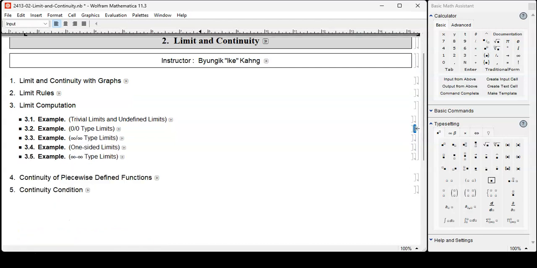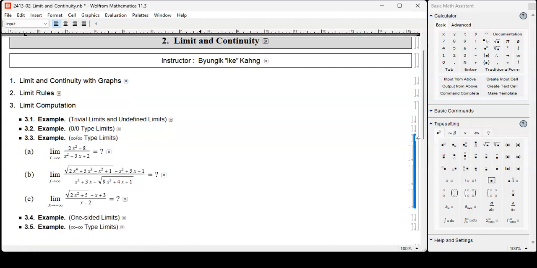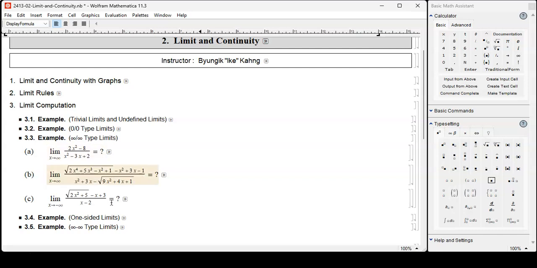Let's go to the next example. Infinity over infinity type limits. X is going to infinity, so if you plug in infinity, then infinity squared over infinity squared. Yes, it's infinity over infinity type limit. Same thing here, same thing there. Infinity over infinity type limit.